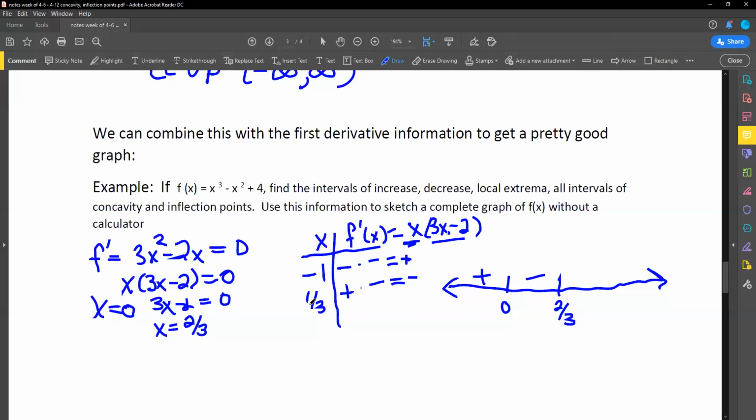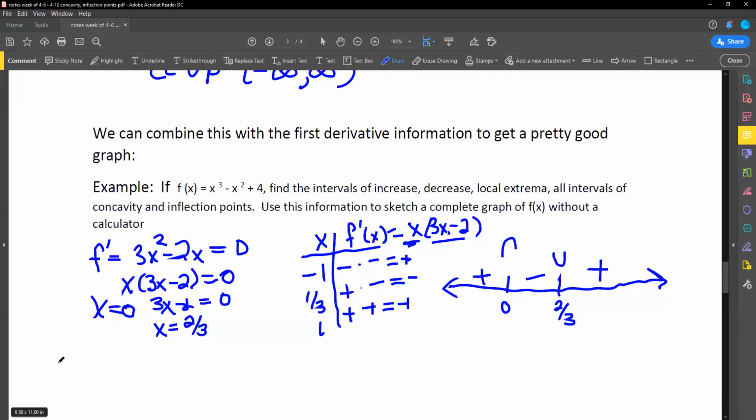And then I pick a number bigger than 2/3, like 1. So if I plug in 1, x is positive, 3 minus 2 is positive. So a positive times a positive is positive. Okay? So this tells me that at 0, the function changes from increasing to decreasing. So 0 is a relative maximum, and 2/3 is a relative minimum.